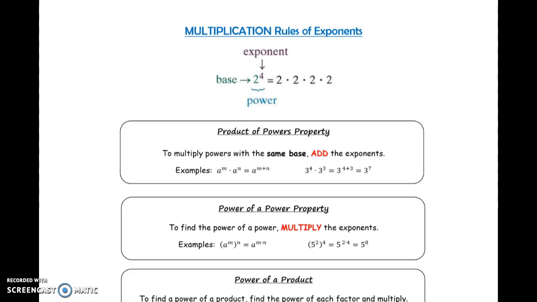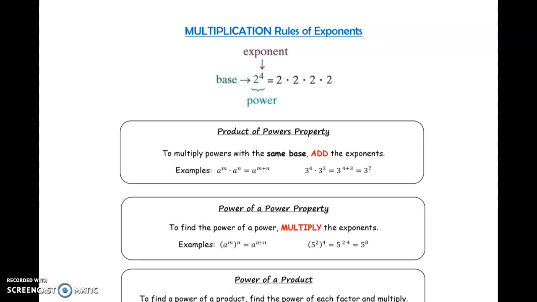All right, guys, today we are going to talk about the multiplication properties of exponents. Before we do that, I just want to review a little bit of vocab that you know about exponents. So we know the exponent is the number in the upper right-hand corner. The number that's below it is the base. So if I'm looking here, that's the base. And the whole thing we call a power.